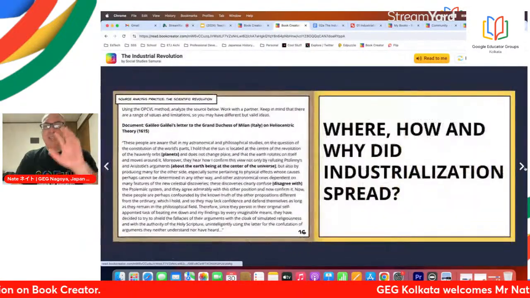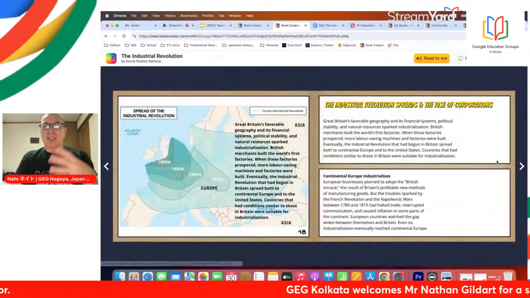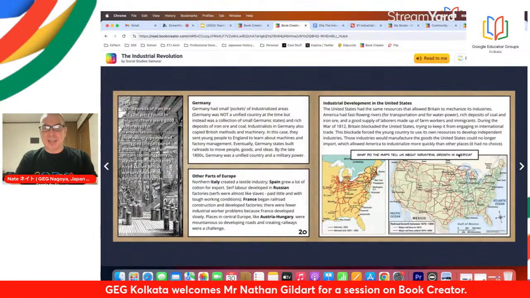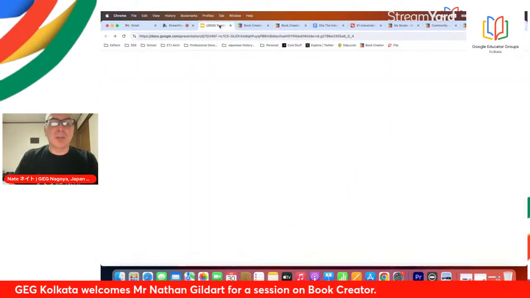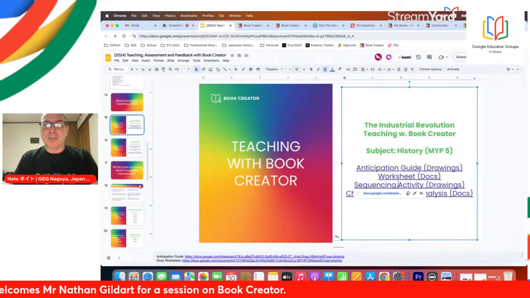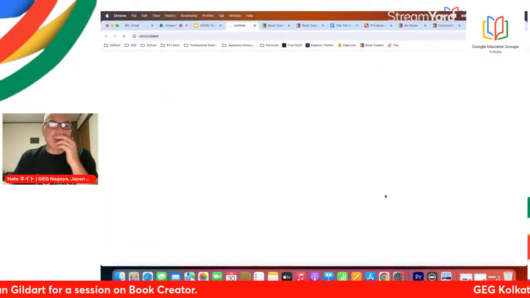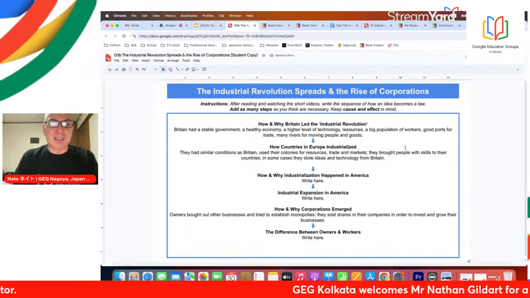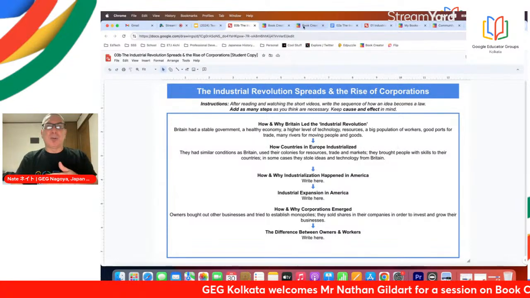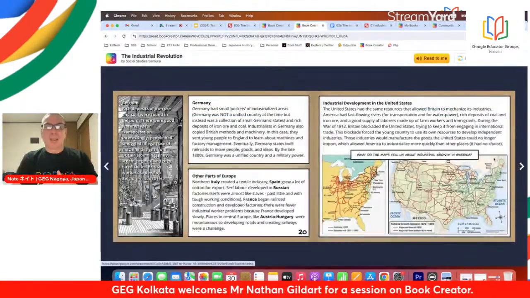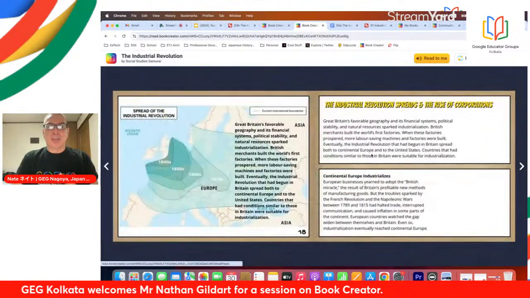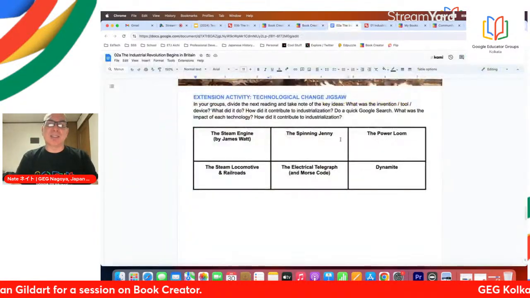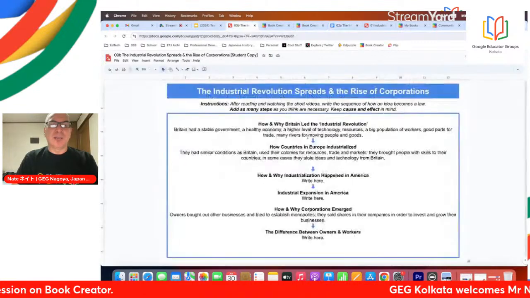And so you can see here, then we move into working on skills. Now, the skill building and source analysis are in the worksheets, in another document. In fact, maybe I got them right here. This one is a sequencing activity, though. Again, I'm using Google Drawings for this, but when we get to the point in the book, the Industrial Revolution spreads and the rise of corporations, that's connected to this document right here.